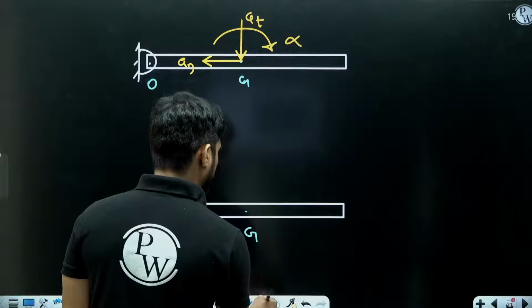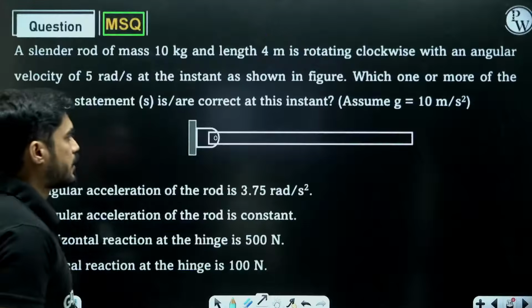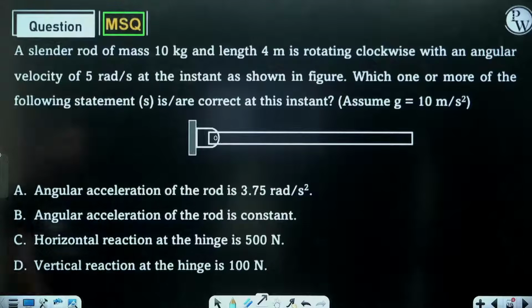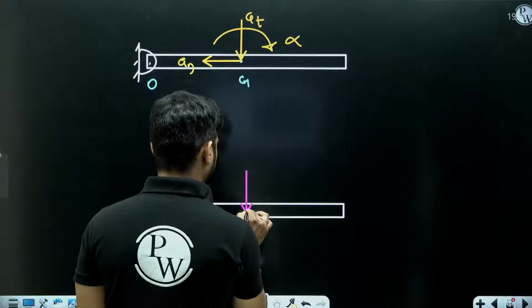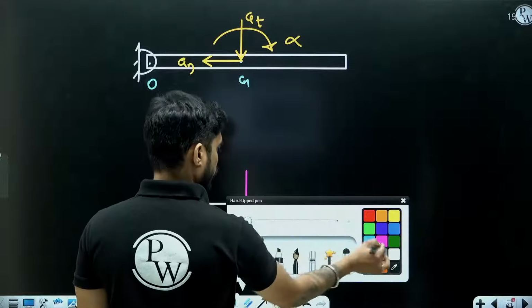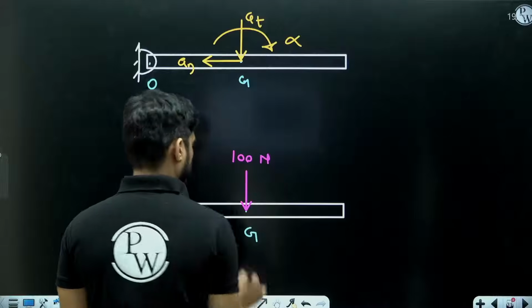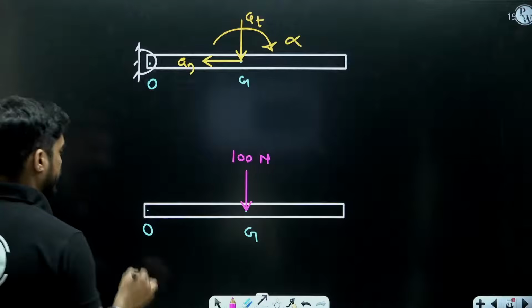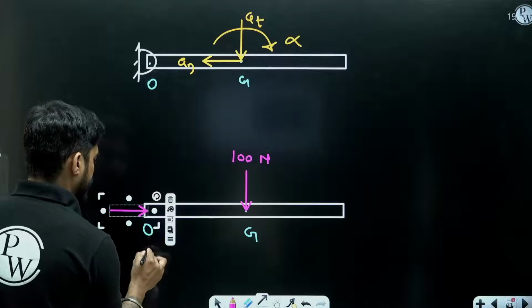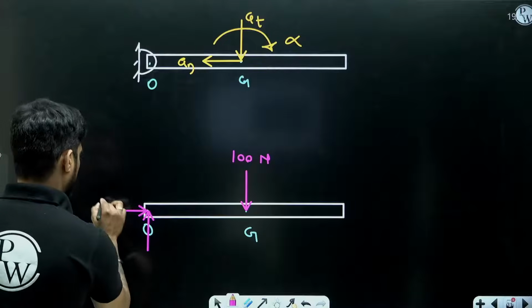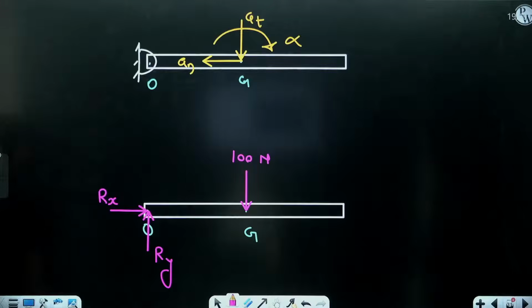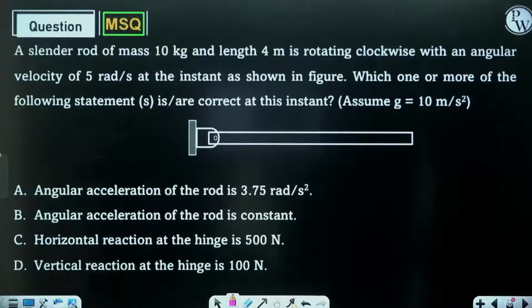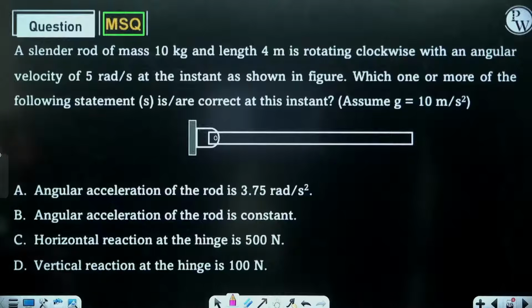So here you apply the forces. So this body will be subjected to weight. g is equal to 10, m is equal to 10. So W will be 100 N. And it will be subjected to horizontal and vertical reactions, right? Let's say horizontal reaction is Rx, vertical reaction is Ry. So they are asking you to find alpha, Rx and Ry. Okay, let's solve this.